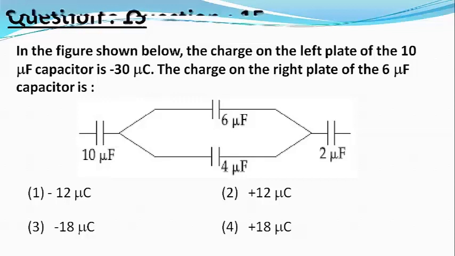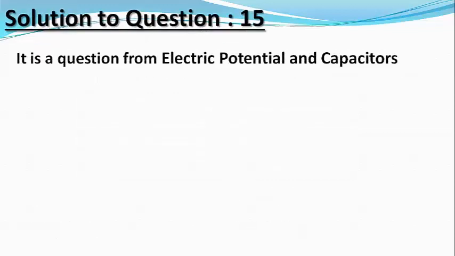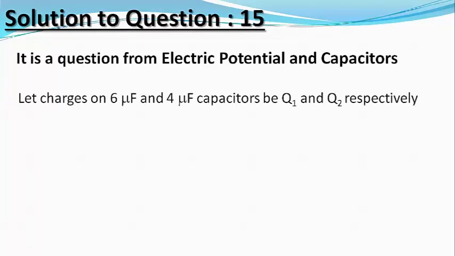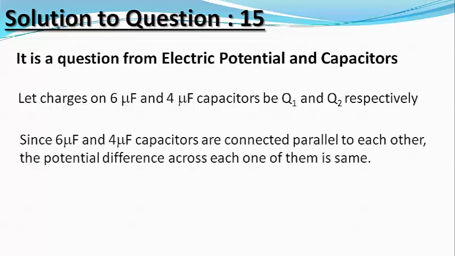Now this is a very simple question from electric potential and capacitors. Let's now solve this question. Let the charges on the 6 microfarad capacitor and the 4 microfarad capacitor be Q1 and Q2 respectively. Since these two capacitors are connected parallel to each other, the potential difference across each of them is same. That implies Q1 divided by 6 microfarads equals Q2 divided by 4 microfarad, equation 1.